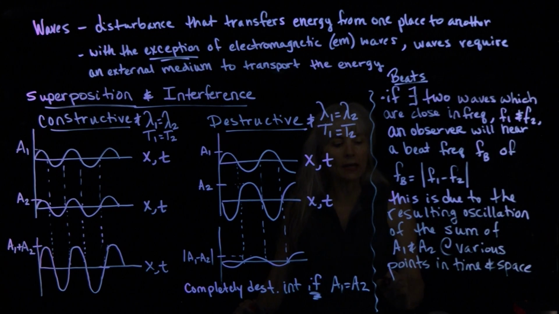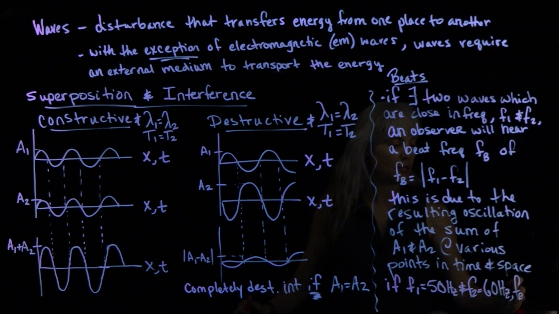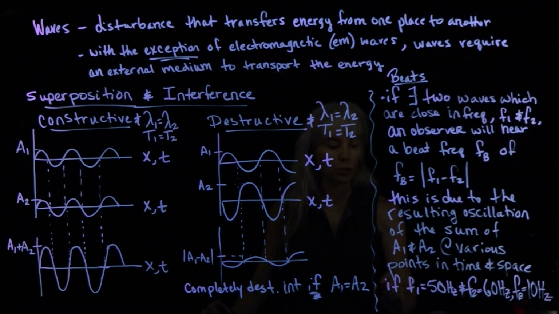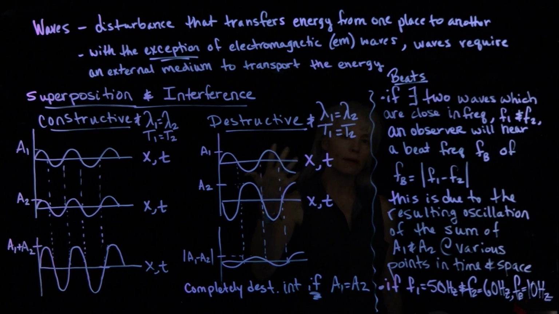So if F1 is 50 hertz and F2 is 60 hertz, then the beat frequency, FB, is 10 hertz. So that gives you an example of how you would calculate the beat frequency. It's pretty easy. And notice you can't have a negative frequency. So if F1 is smaller than F2, then these bars make sure that you're getting some positive value for the frequency. Why are you hearing a beat frequency?